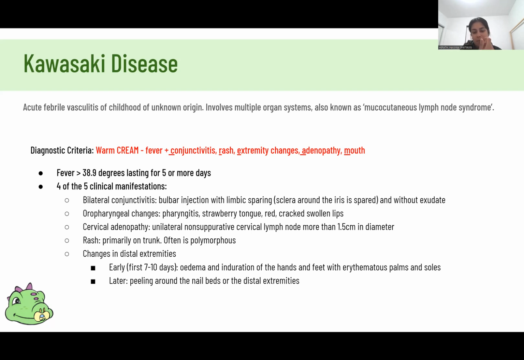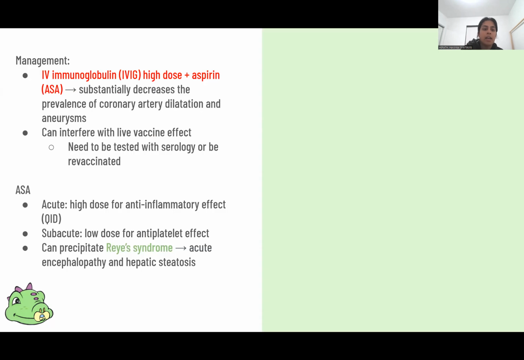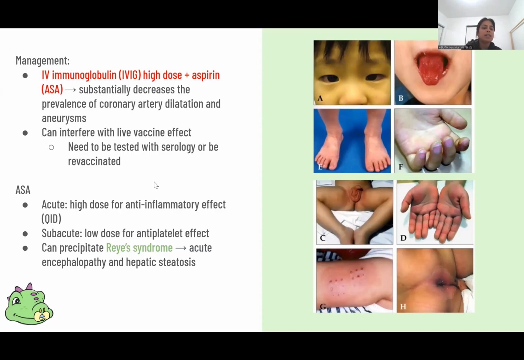And then they might have a pharyngitis as well, but the main two to remember are the strawberry tongue and the swollen cracked lips. Cool. So management-wise, we give high-dose IVIG plus aspirin. Essentially, the thing that we're worried about is coronary artery dilation or coronary artery aneurysms.